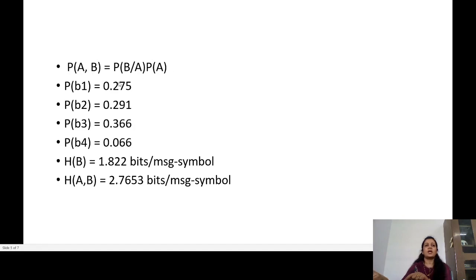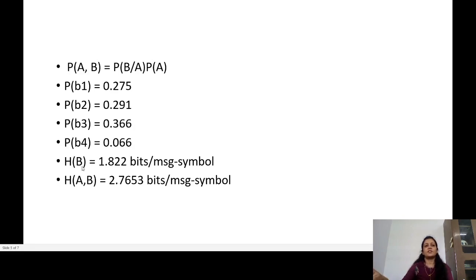Once you obtain P of A comma B, add up all the elements of first column, you will get 0.275. Similarly, add up all the elements of second column, you are going to get the probability of second output symbol. Similarly, third column elements, if you sum up, you will get the probability of third output symbol. And fourth column element summation will give you the probability of fourth output symbol. So now you have the joint probability, input probability values that are already given, and also the output probability.